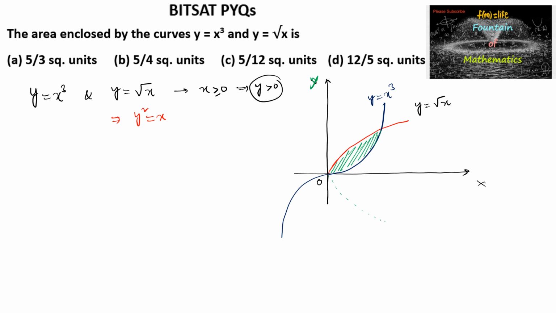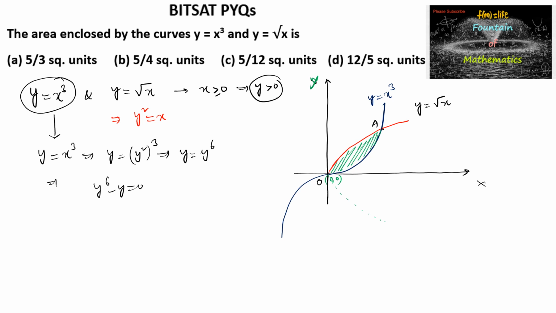So we need to identify the point of intersection. One point is clearly 0 comma 0, and another point we need to identify. So let us substitute x is equal to y square here. Solving these two equations, y is equal to x power 3 and x is nothing but y square, so y is equal to y power 6, or y power 6 minus y is equal to 0. So y taken common, y power 5 minus 1 is equal to 0. So we can say y is equal to 0 and y power 5 is equal to 1. So one of the real roots we can take is y is equal to 1.